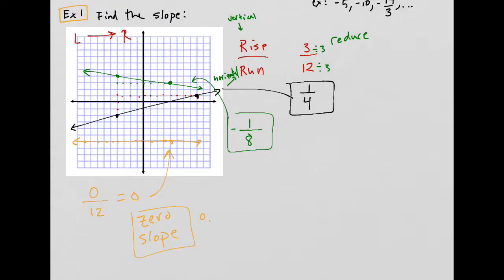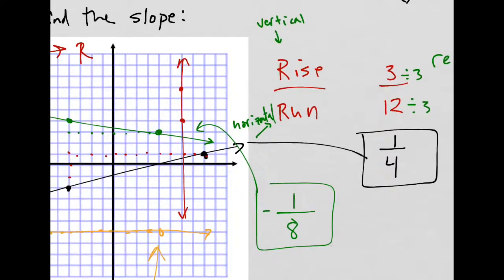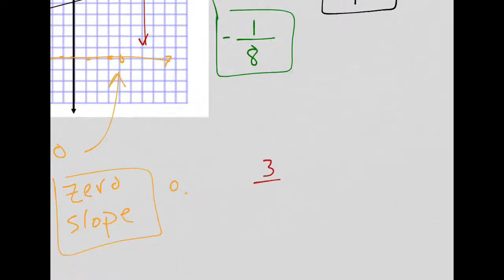What about the vertical one? I see a vertical one. What are we going to do with that? Well, the vertical one, let's think about it. Still, we're going to use the definition of rise over run. This video is getting way too lengthy. So let's see about this. How much do I rise? 1, 2, 3. How much do I run? 0. Okay. 3 over 0.